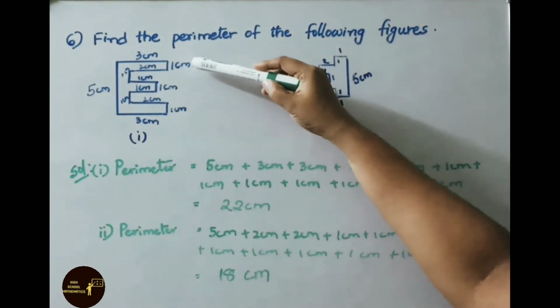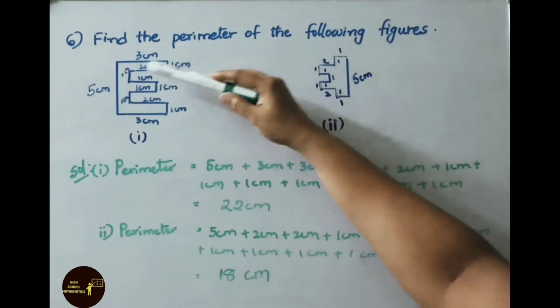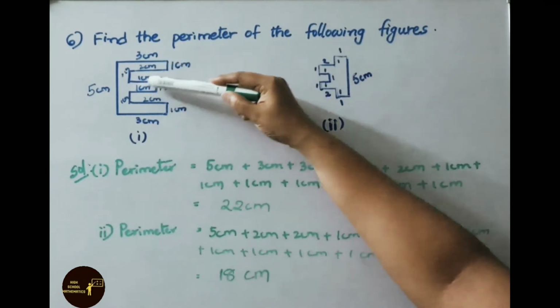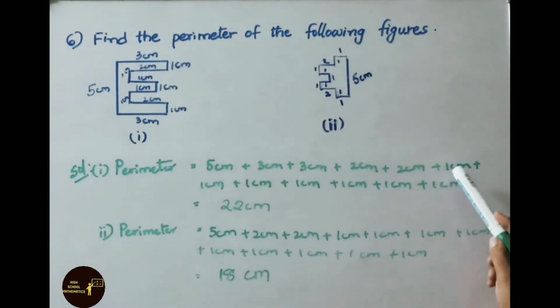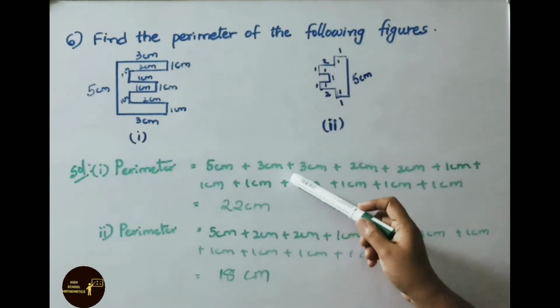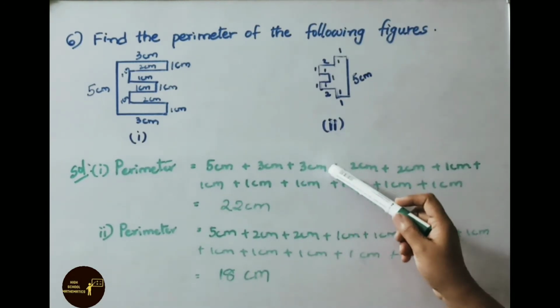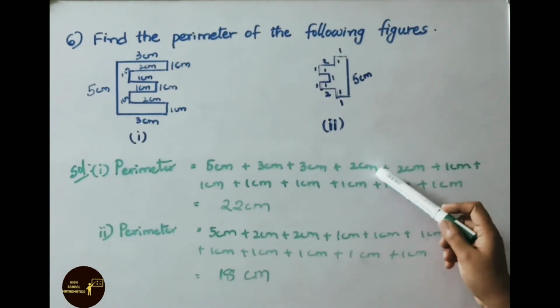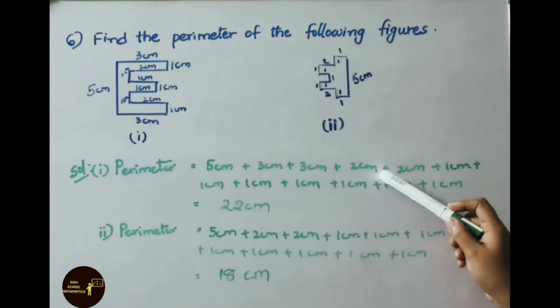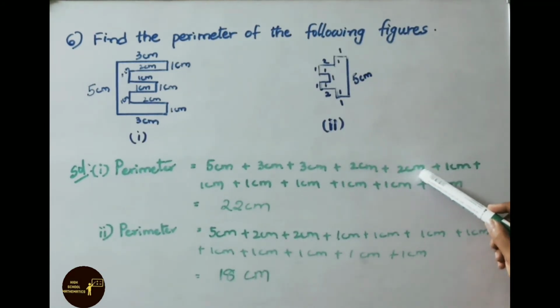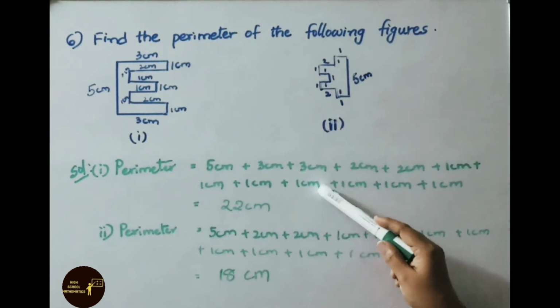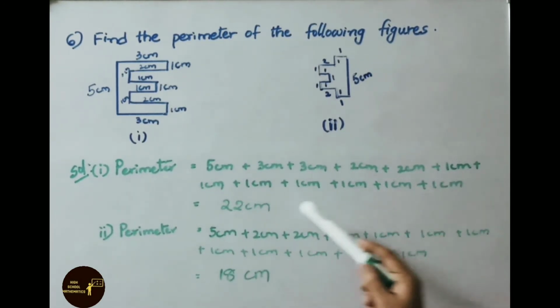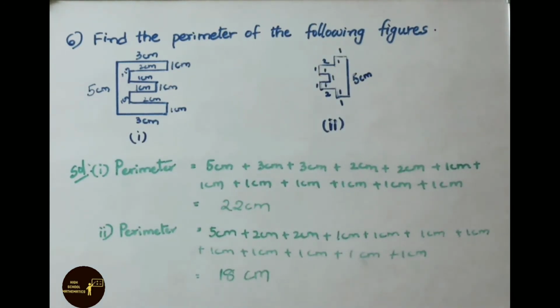Next, count the 1 centimeter sides here. How many times have they given? 1, 2, 3, 4, 5, 6, 7. So 7 times we have added 1 centimeter here. Now let us do addition. 5 plus 3, 8. 8 plus 3, 11. 11 plus 2, 13. 13 plus 2, 15. 15 plus 1, 16. 17, 18, 19, 20, 21, 22. So total is 22 centimeter.